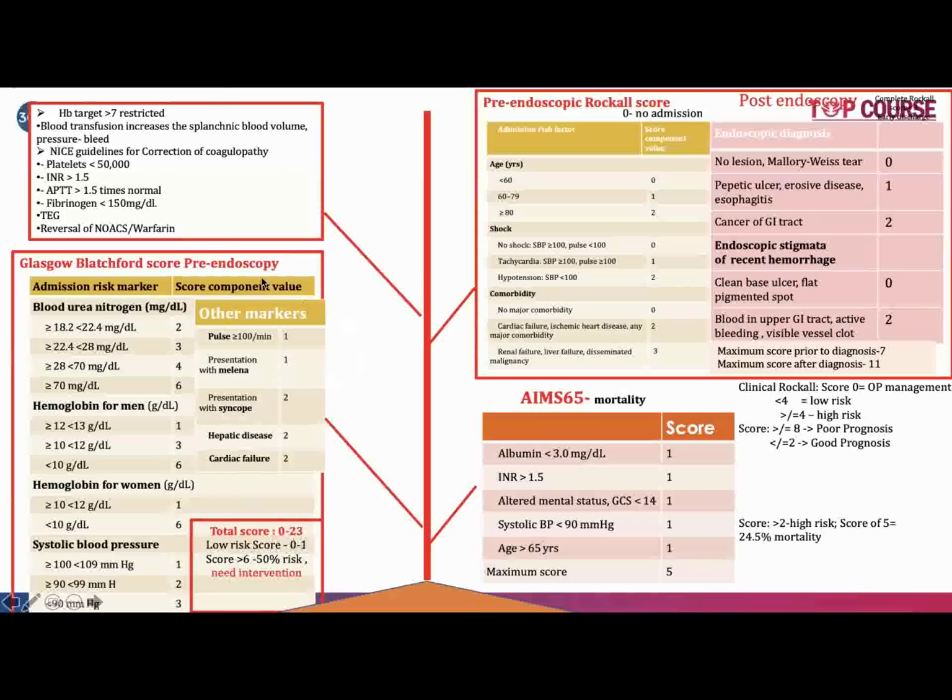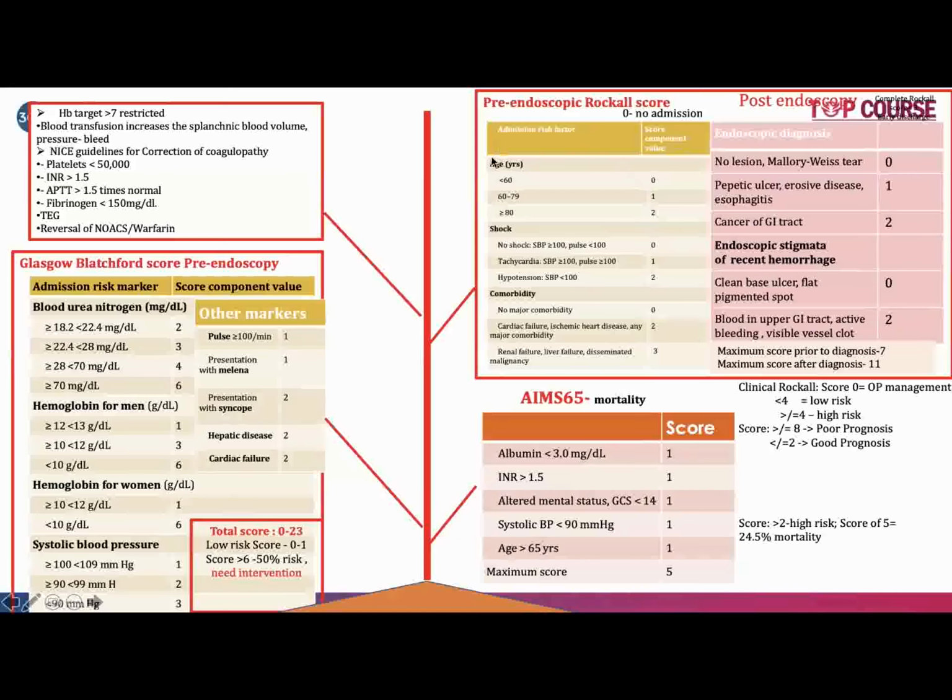So the Blatchford score is performed at admission. There is a Rockall score which is done at admission and post endoscopy. At admission, if the score is 0 or less than 4, the patient may not require admission. If it's 0, the patient may not require admission. If the patient score is less than 4, maybe an elective admission in the wards. More than 4, high risk patient ideally needs ICU admission.